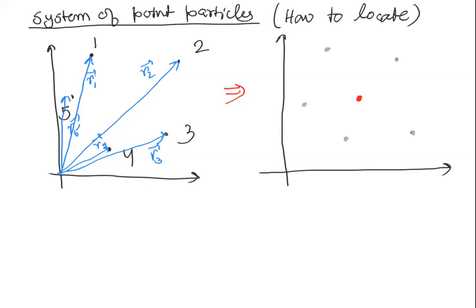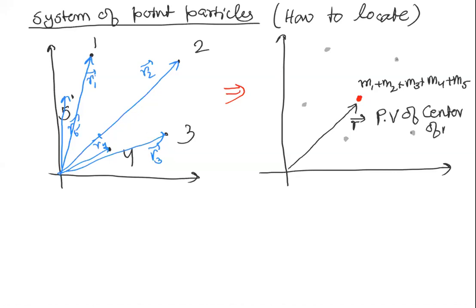and this single particle has the mass which is the sum of masses of all the particles, and it has a position vector. This position vector will be the location of the system of point particles, and therefore this will be called the position vector of the center of mass.